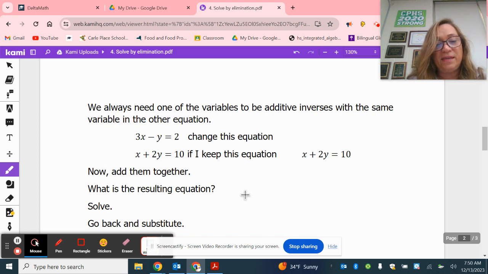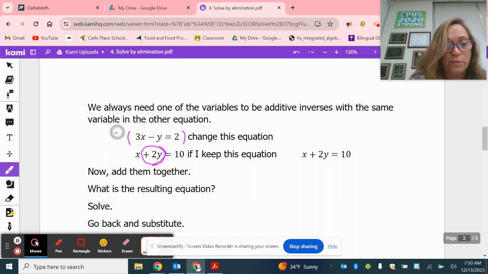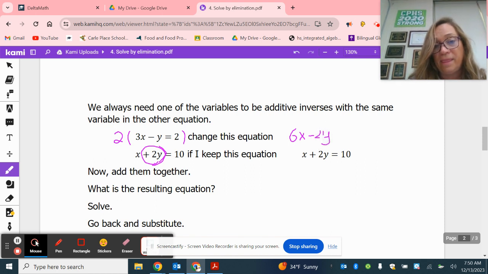So the 3x minus y equals 2, I'm going to change that so that the y's cancel out. So I'm focusing on that positive 2y. And I know that if I have plus 2 and minus 2, that'll give me 0. So I'm going to multiply the entire top equation by 2. So that gives me 6x minus 2y, which is what I was going for, equals 4. Now be careful, a lot of people forget about the other side of the equation. So you have to multiply the entire equation.